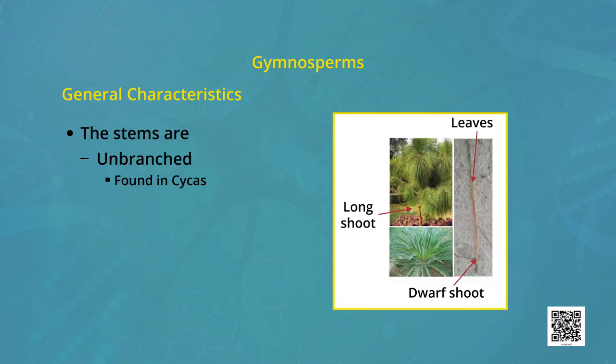Branching of stems also varies in different members of the gymnosperm group. The stem is unbranched such as in Cycas, but if we see Pinus or Cedrus, we will find branched stems. Shoots are of two types here. Shoots with limited growth, which is a dwarf shoot, and the other with unlimited growth, which is a long shoot. You can see this too in the given diagram.